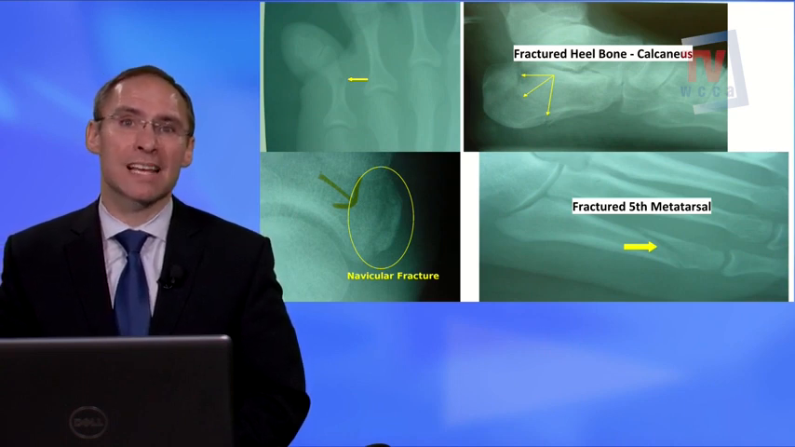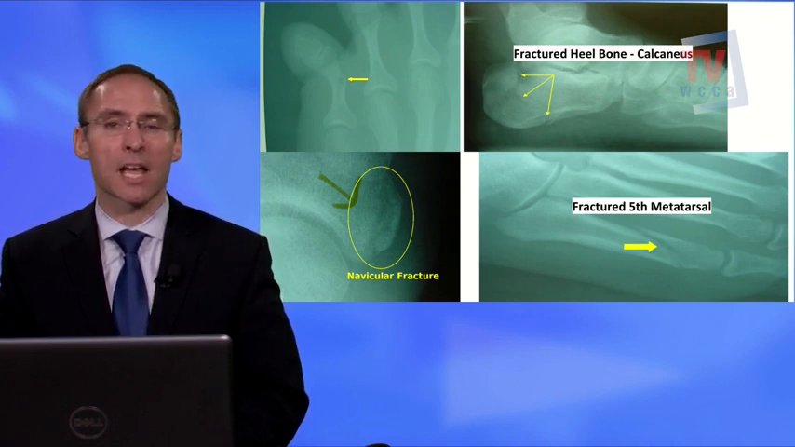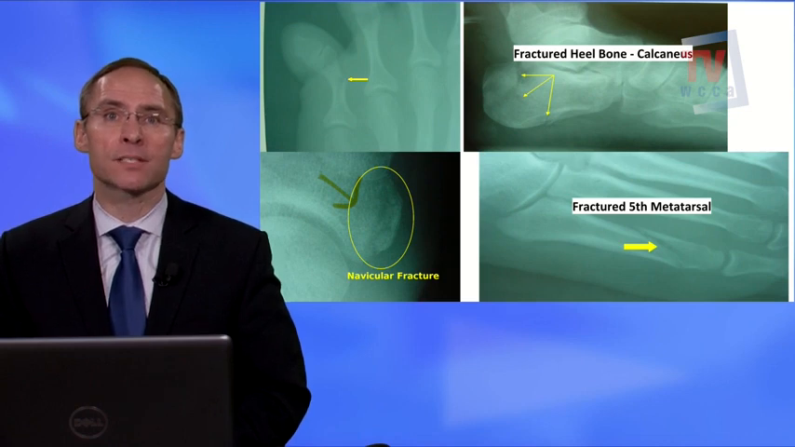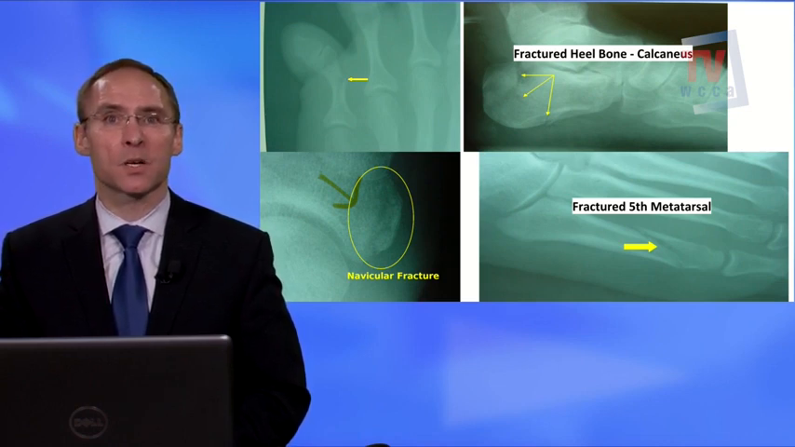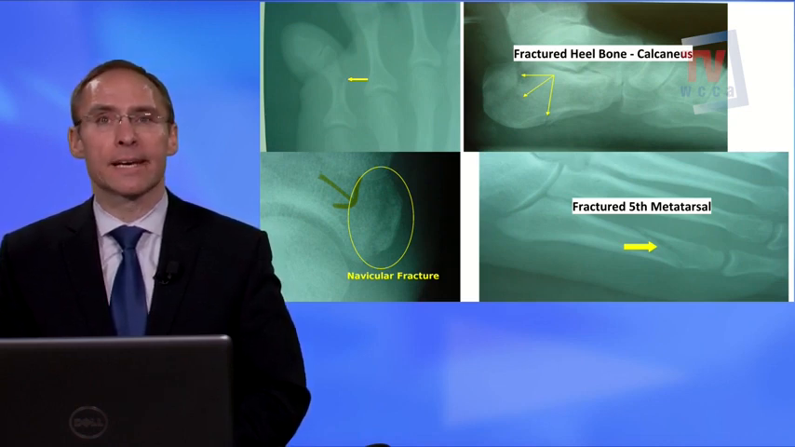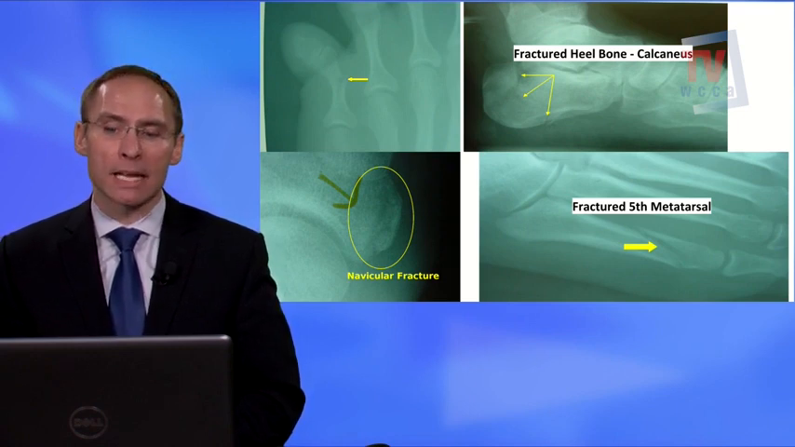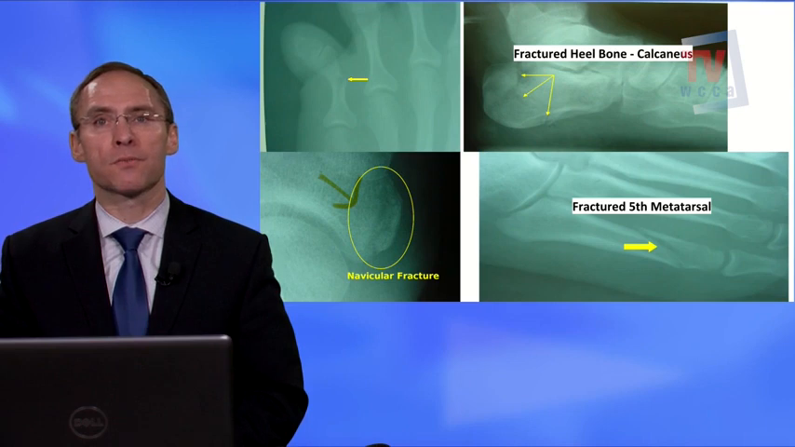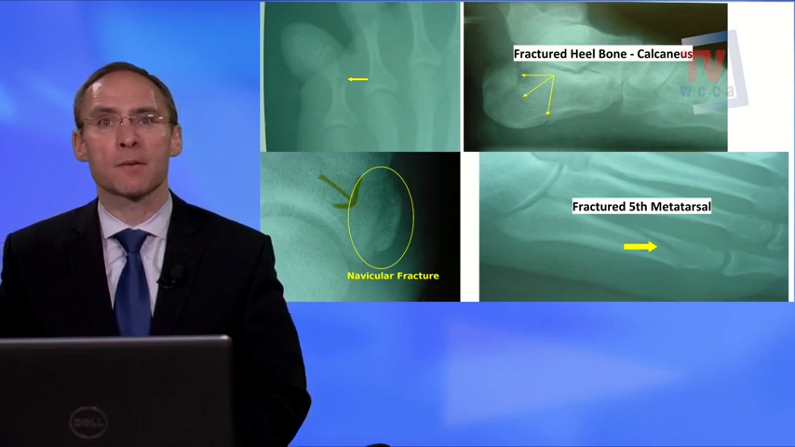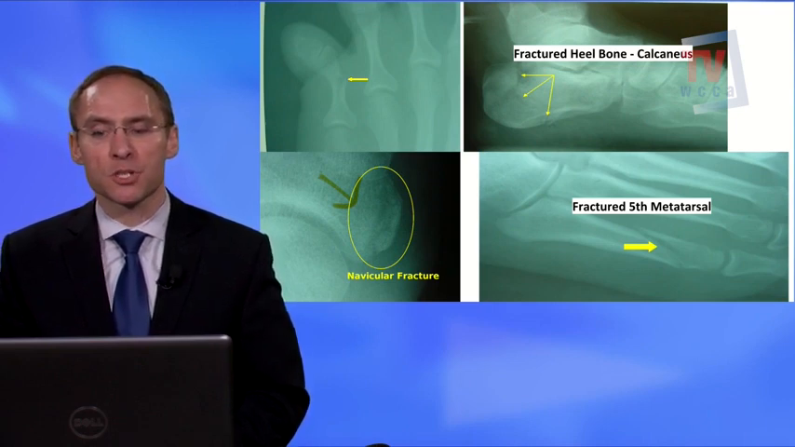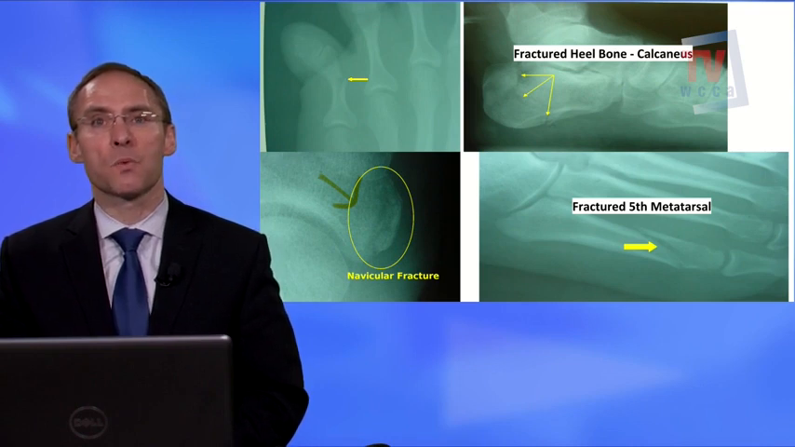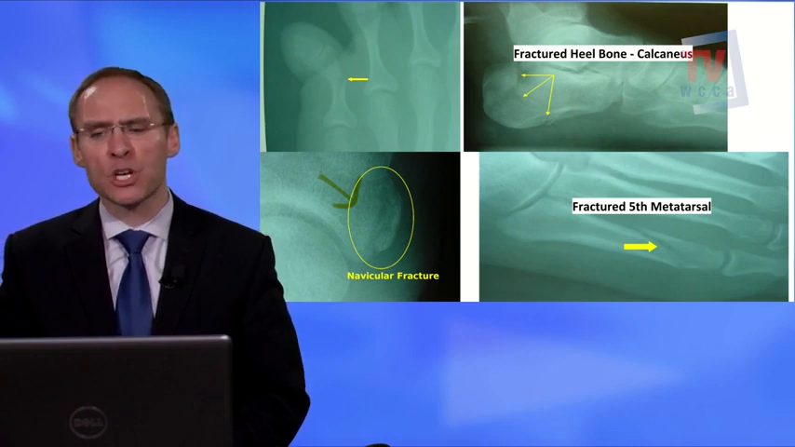Some of the less common fractures, the one on the bottom left-hand corner is called a navicular fracture. That's a fracture on the inside of your foot. What a navicular bone is, that can happen from repetitive stress and running. And also a fracture of the fifth metatarsal is another area that can be fractured. And there's a little bit of a space there. You can see where that fracture is, but it's in pretty good position.